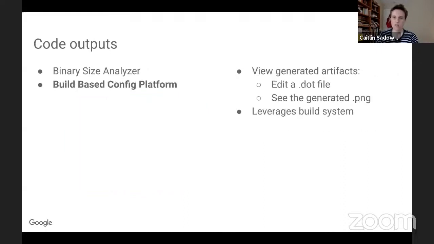We also have a general system called the build-based config platform, where you can, for example, edit a dot file, which is a specification language for graphs, and then see the generated PNG. So you can leverage the build system to view arbitrary generated files.